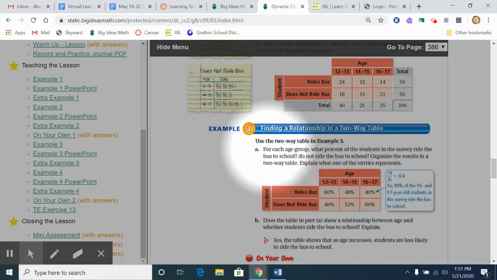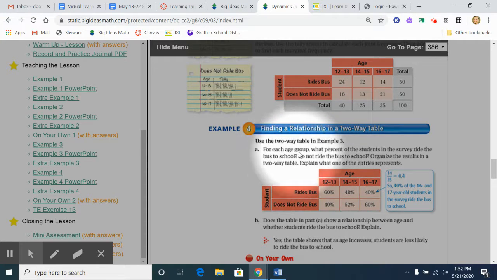Example 4 is finding a relationship in a two-way table. It's saying use the two-way table in example 3, which is this one up here. For each age group, what percent of the students in the survey ride the bus to school and do not ride the bus to school? Organize the results in a two-way table and explain what one of the entries represents, which is what they do over here. All right, so they get these percentages. I'm going to show you how. All right, here's what they do.